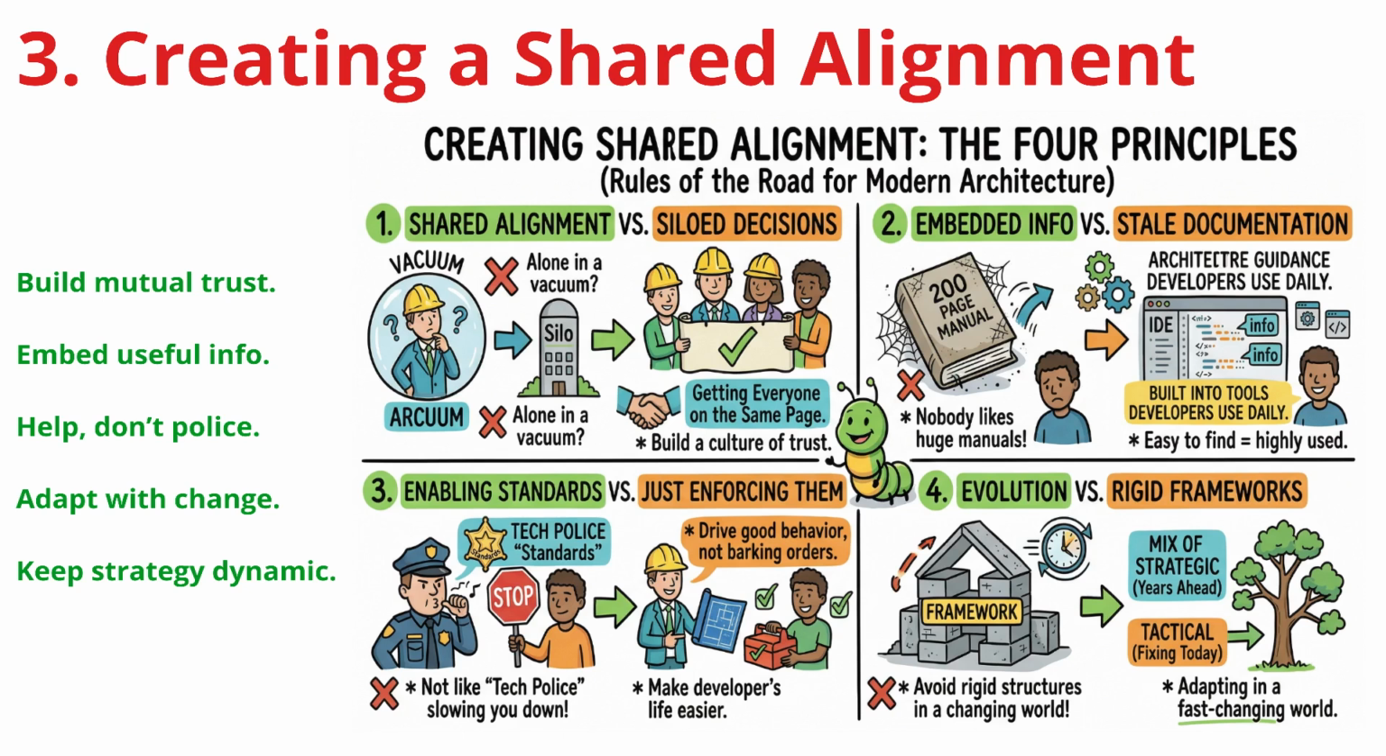Third, we must focus on enabling standards over just enforcing them. We need to get rid of the standards cop mindset that only slows people down. The new goal is to drive good behavior by making the developer's life easier, not just barking orders. Finally, choose evolution over rigid frameworks. The world changes too fast for heavy, unchanging structures. Success requires a dynamic mix of strategic planning for the years ahead and tactical fixes for the problems we face today. By adapting in this fast-changing world, we ensure continuous improvement actually works.